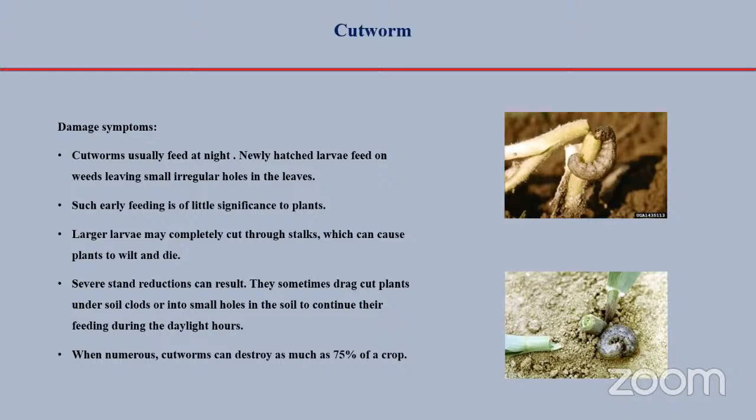Also, in order to feed during the daytime, they drag the cut plants under soil clods or into small holes in the soil, and feed on them during the daylight hours. And it is reported that these cutworms can destroy as much as 75% of a crop in a field.